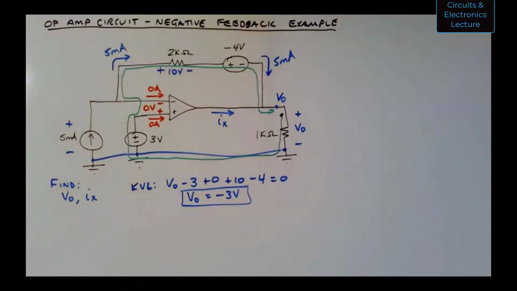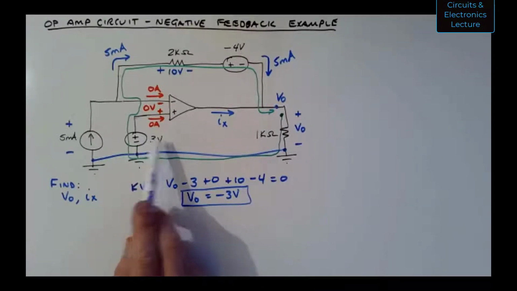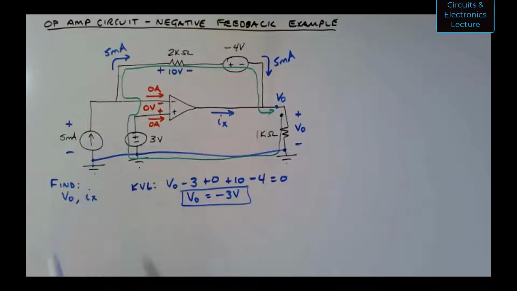A current source is going to have whatever voltage it needs across it in order to cause the current to flow. Just like a voltage source can have any current through it to make a voltage happen, a current source can have any voltage across it.